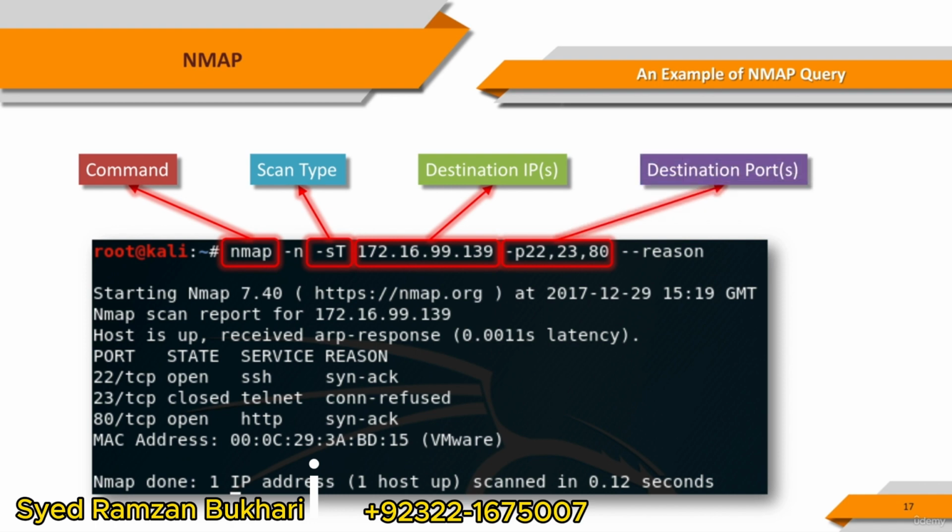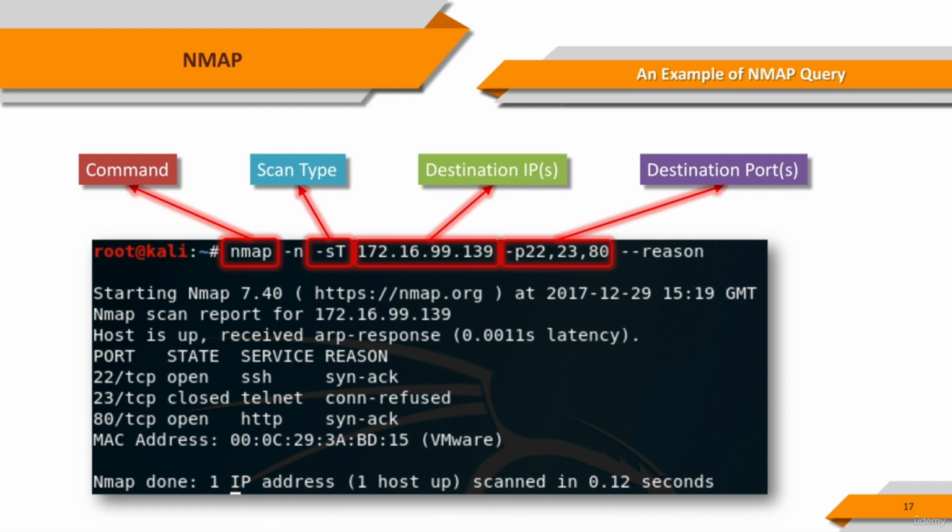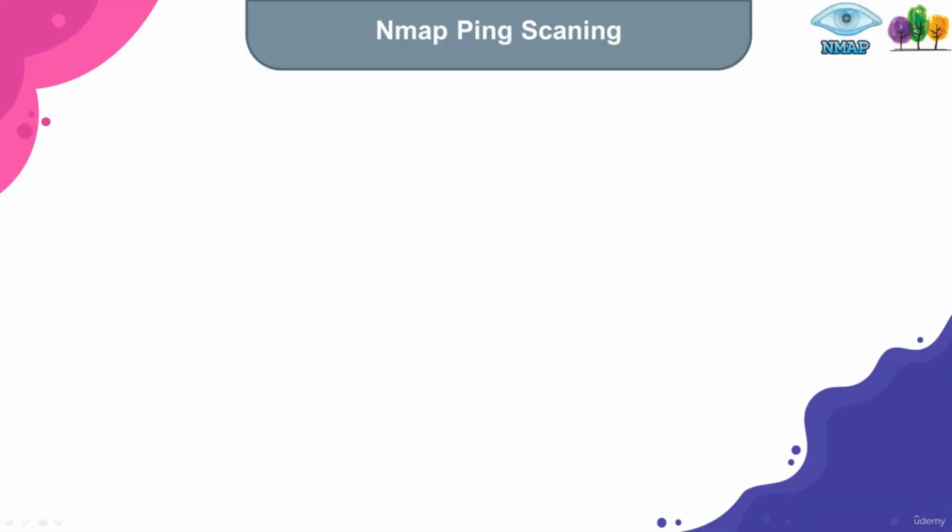Destination ports are the port numbers that you want to scan. If the target port numbers are not given to the command, the top 1,000 ports will be scanned. Be careful, I didn't say the first 1,000 ports. I said the top 1,000 ports. That means the most used 1,000 ports will be scanned. There are different ways to enter destination ports, and we'll see them in detail. Let's do the first scan.